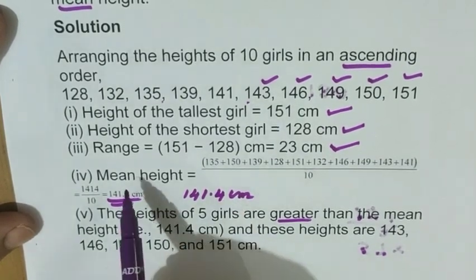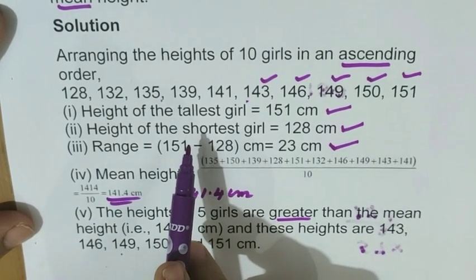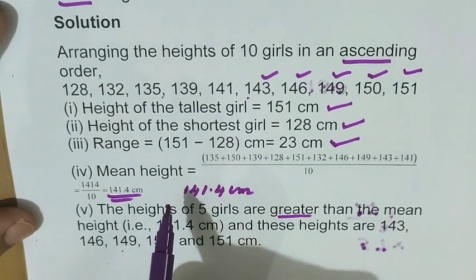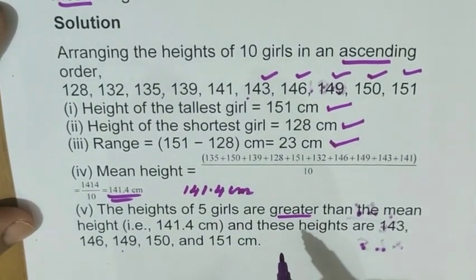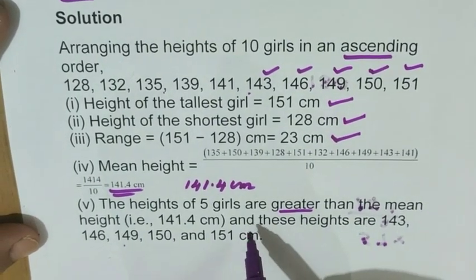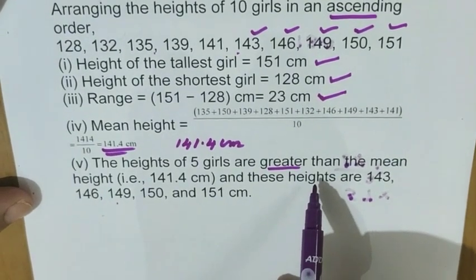So what are the steps here? Height of the tallest girl, height of the shortest girl, then range calculated. After range, mean is asked, so mean calculated. Again one more question is asked, comparison with mean. So which is having greater than the mean value? How many girls are having? 5 girls are having the height greater than the mean value.